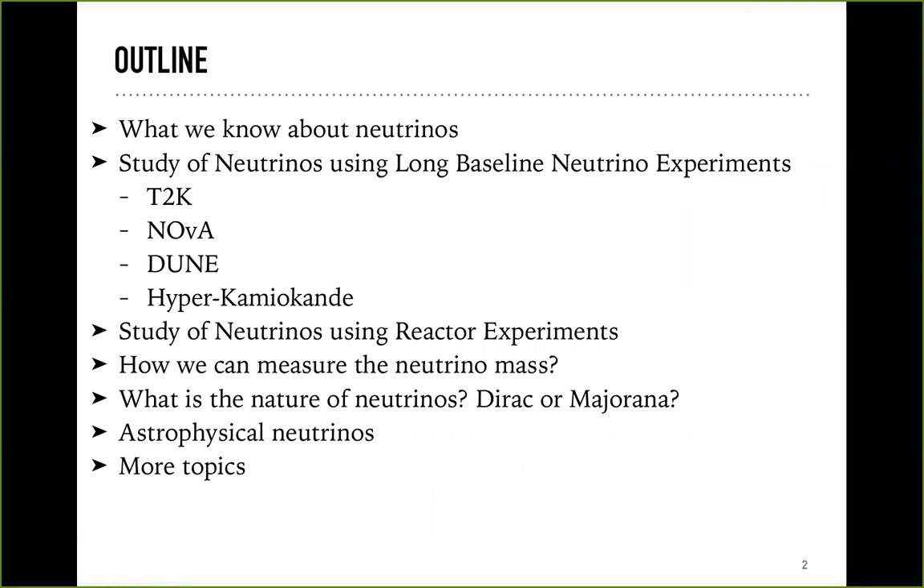So what I'm going to do is to first give an overview about what we know about neutrinos at the moment, so what's the current landscape. Then I will focus on long baseline neutrino experiments, so the current ones, T2K and NOvA, and then DUNE and Hyper-Kamiokande. Now we are in 2020, so they're not anymore the next decade, but they are in the current decade. Then I will discuss the neutrinos using reactor experiments, so where we stand now.